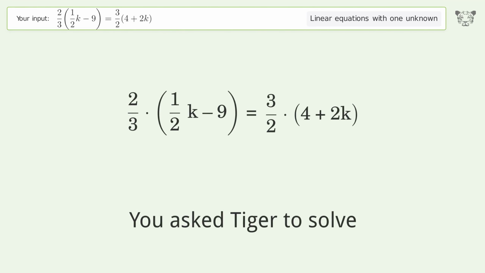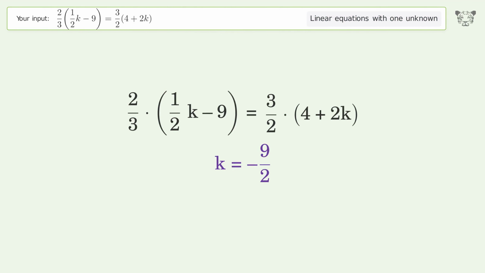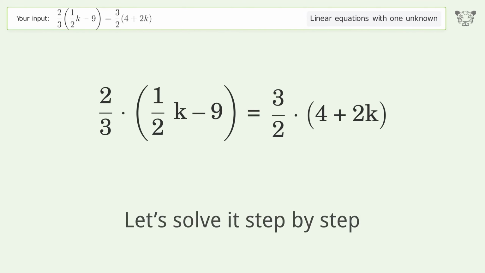You ask Tiger to solve. This deals with linear equations with one unknown. The final result is k equals -9/2. Let's solve it step by step.